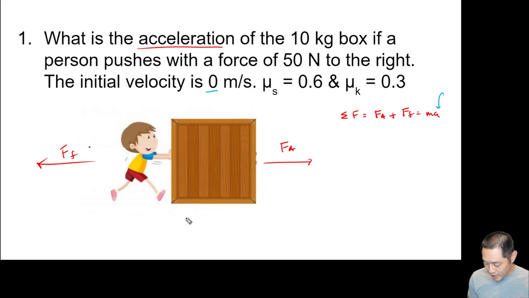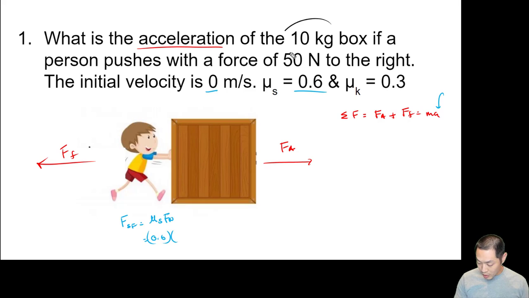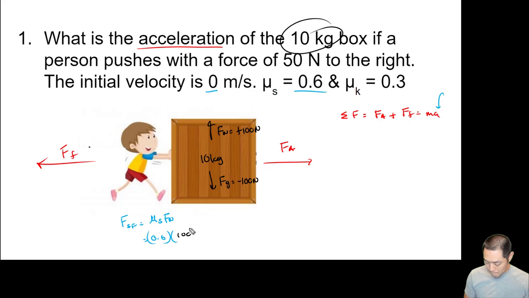So we're going to have to find Fn. Force of static friction is equal to mu s Fn. We already know mu s, so 0.6, but we do need to know Fn. Gravity is pulling down. This is 10 kilograms. Gravity is pulling down with a force of gravity of negative 100. That means force normal is pushing up 100 newtons. Plug that in, and you get 60 newtons is the force of static friction max.